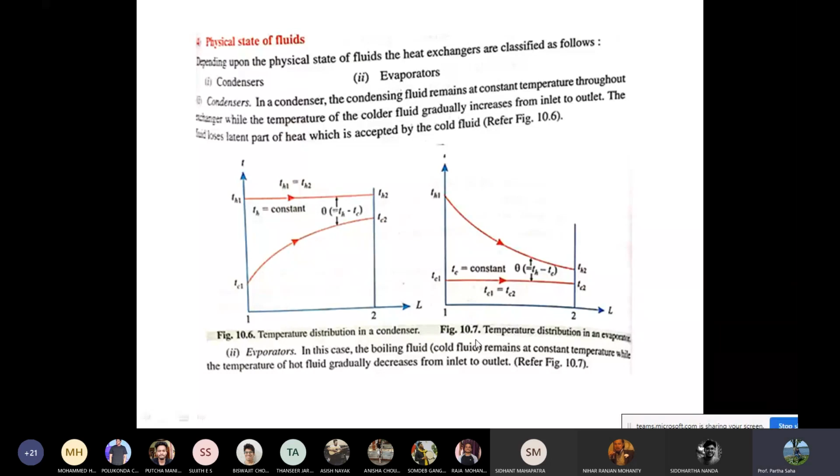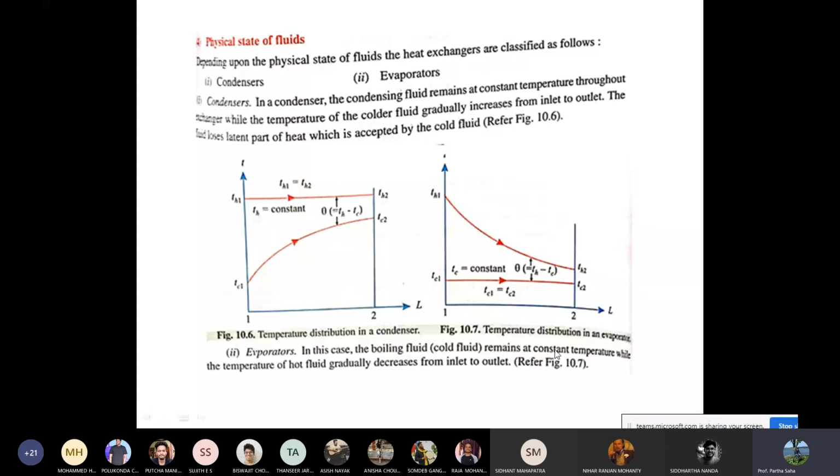Similarly, in the evaporator, the reverse concept happens. In this case, the cold fluid is going to get heated up. The hot fluid gradually loses heat, and the cold fluid gets heated. The inlet and outlet temperatures of the hot fluid are different, but the inlet and outlet temperatures of the cold fluid, which is known as the boiling fluid, are constant.